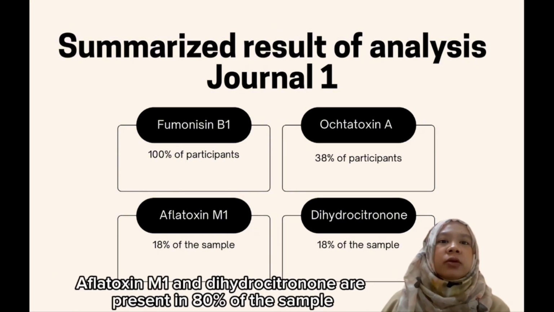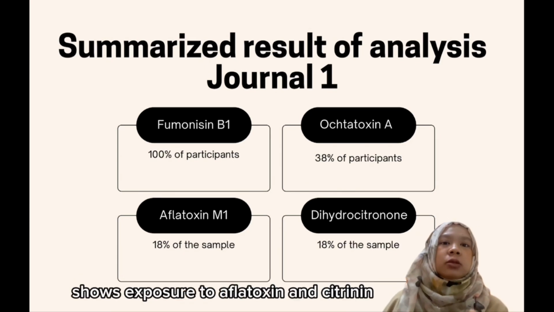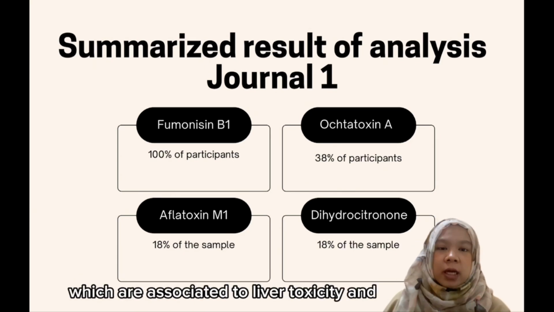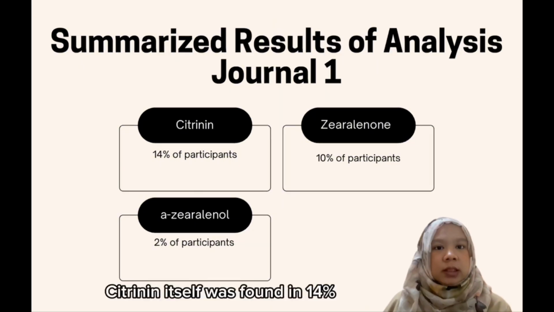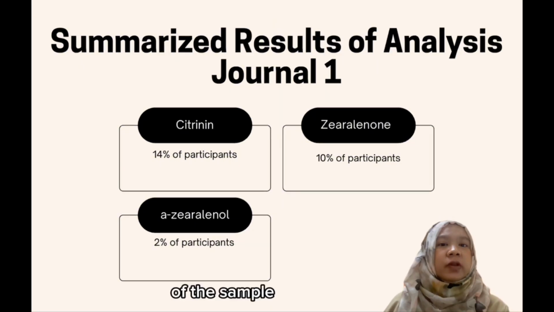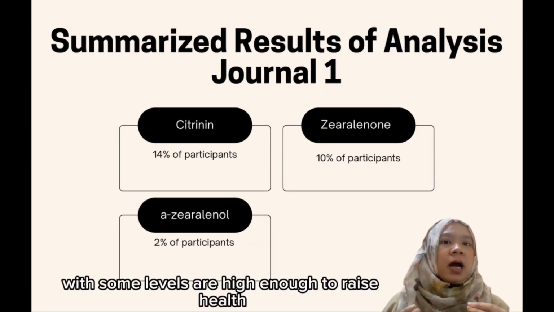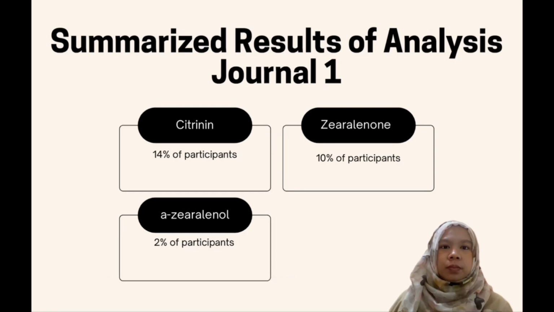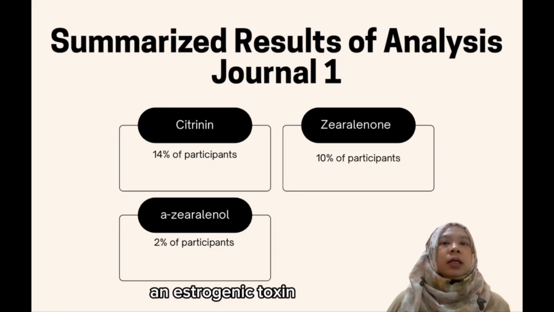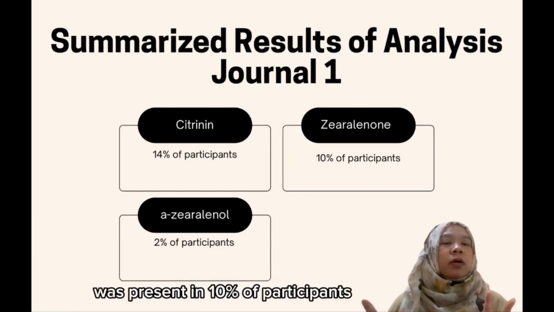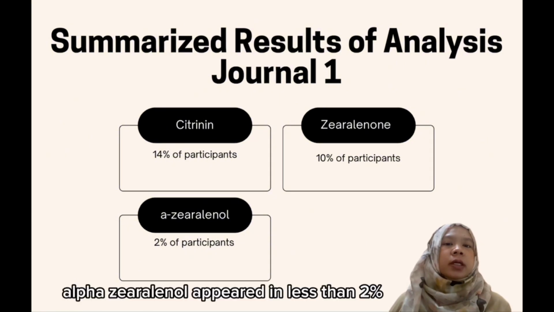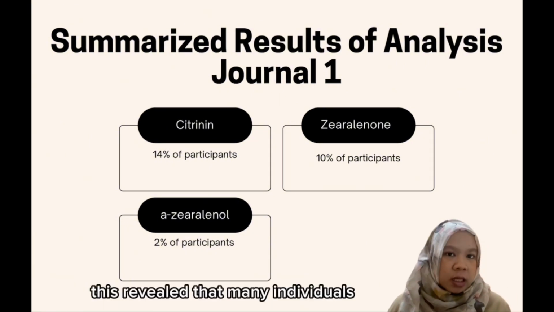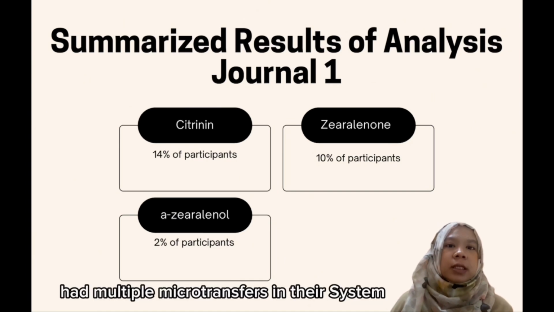Aflatoxin M1 and dihydrocitrinone are present in 80% of the samples, showing exposure to aflatoxin and citrinin, which are associated with liver toxicity and kidney damage. Citrinin itself was found in 40% of the samples, with some levels high enough to raise health concerns. Zearalenone and ochratoxin were present in 10% of participants, while its metabolite, alpha-zearalenol, appeared in less than 2%. This revealed that many individuals had multiple mycotoxins in their system.